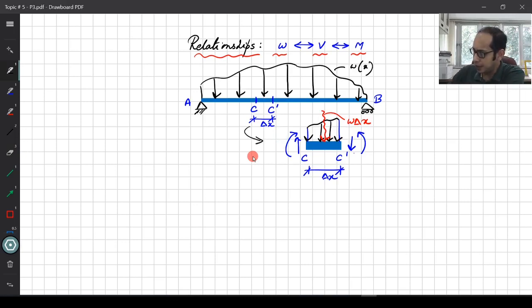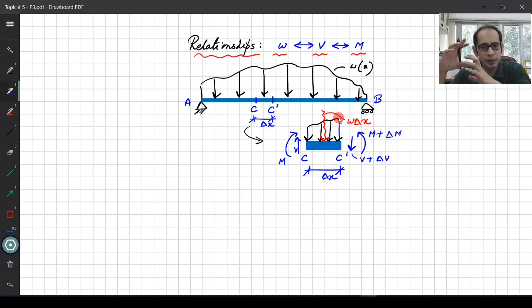So let's say that at the left end over here, my shear force is V, and my bending moment is M. Now after you have traversed through this distance of delta x, due to this load, maybe the shear has changed by a little quantity. So let's say this one now becomes V plus delta V, and your moment becomes M plus delta M.